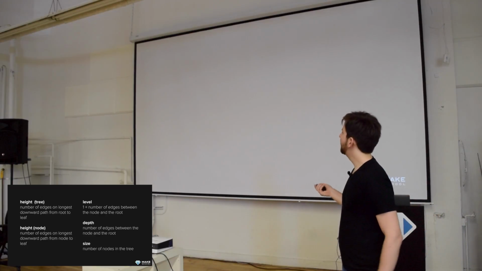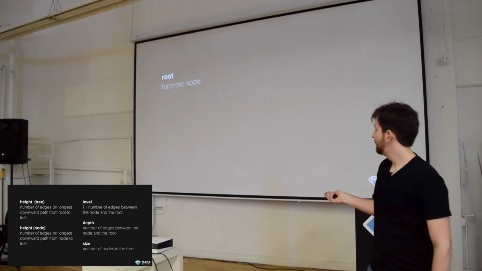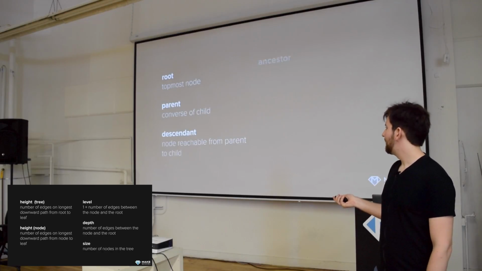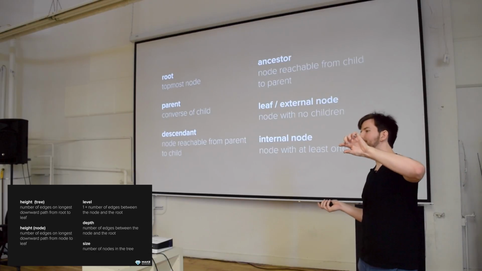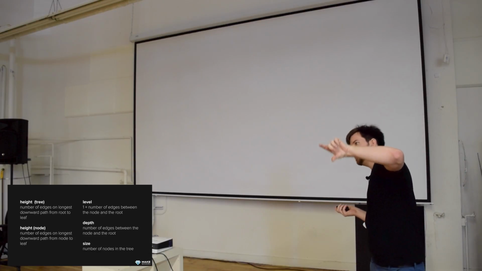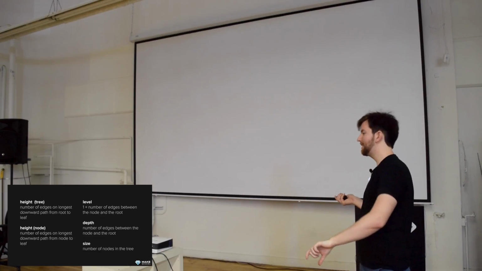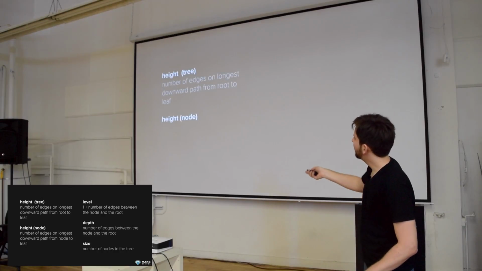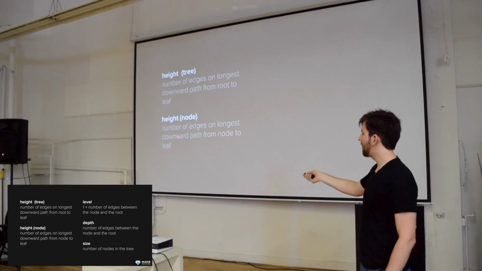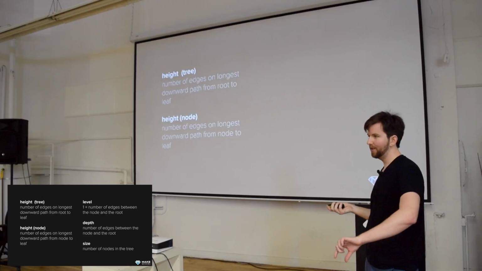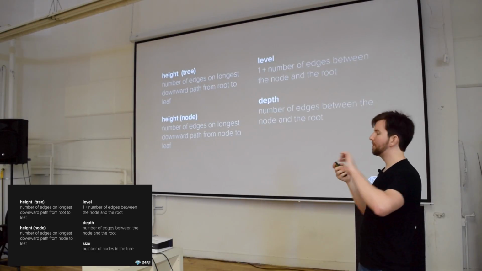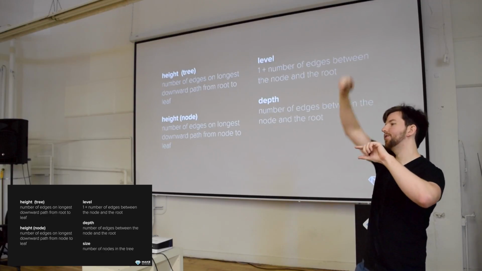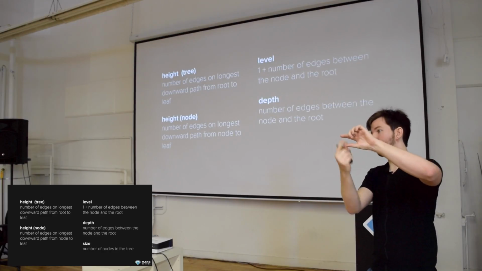So the height of a node, oh, now I've done it. The height of a node is the distance from a node down to its most distant child. So right here: the number of edges on the longest downward path from node to leaf. Whereas the depth of a node is between the node and the root. So for depth you count up, for height of a node you count down.